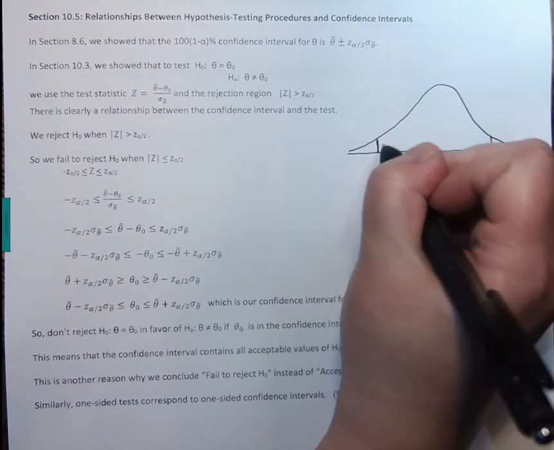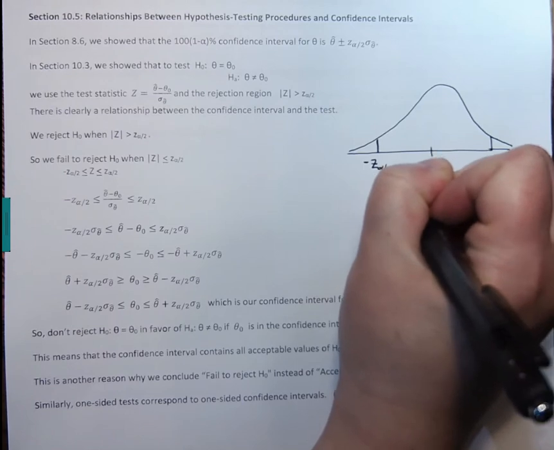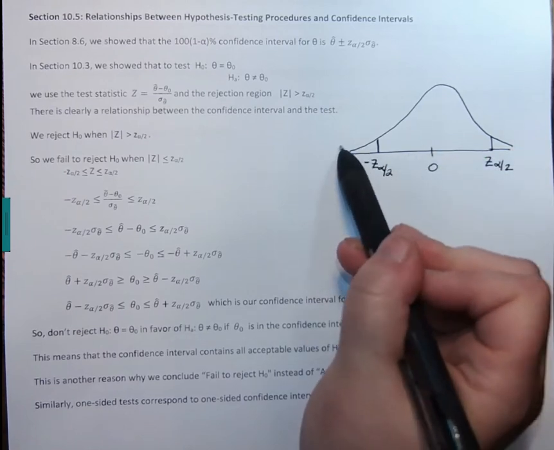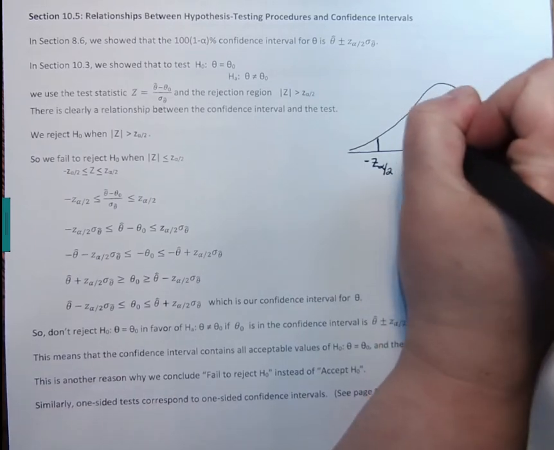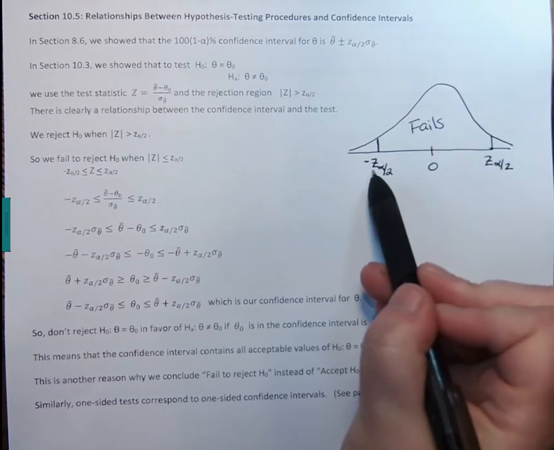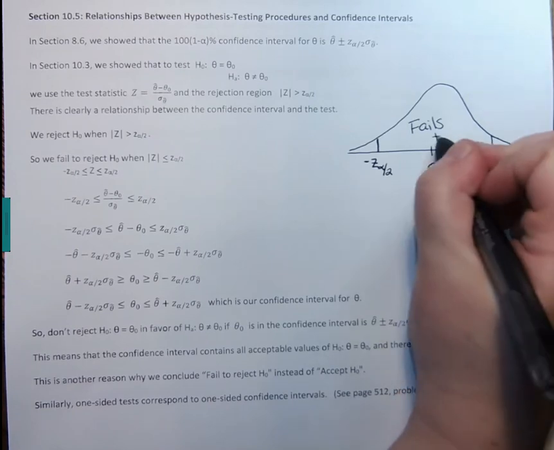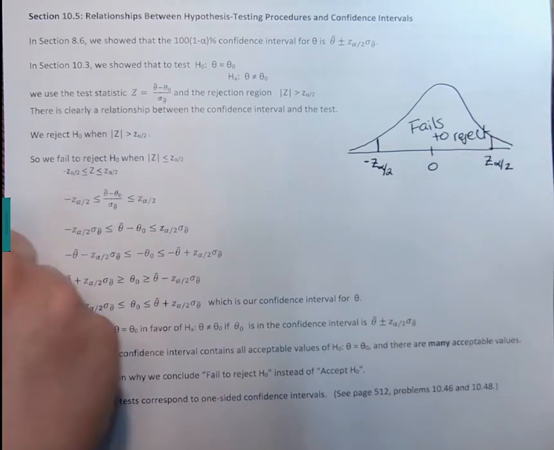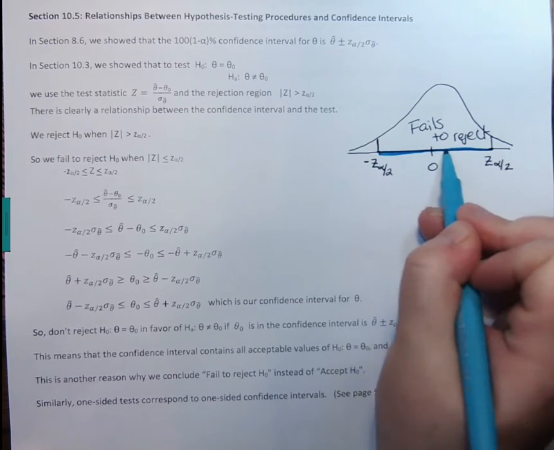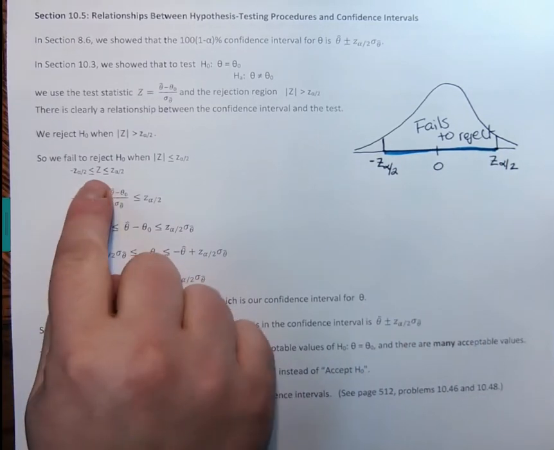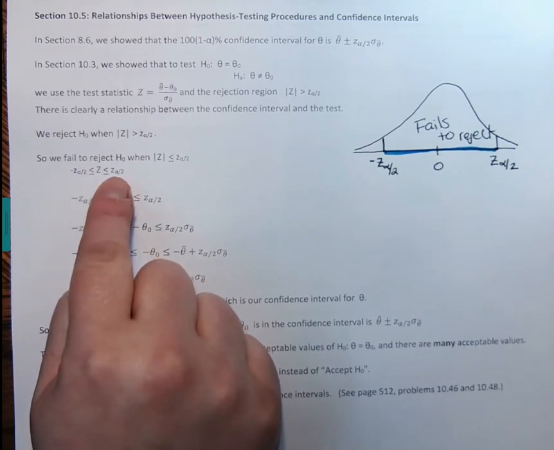We could also say, instead of looking at the absolute value of Z, we could look at negative Z alpha divided by 2. And if Z fell to the left of this value, then we would also reject. So what that tells us is if Z falls anywhere between negative Z alpha over 2 and Z alpha over 2, then we're going to fail to reject. And so if the value we find falls anywhere here, we're going to fail to reject. And so notice that's exactly what we have right here. If our test statistic falls anywhere between those two endpoints, we fail to reject.